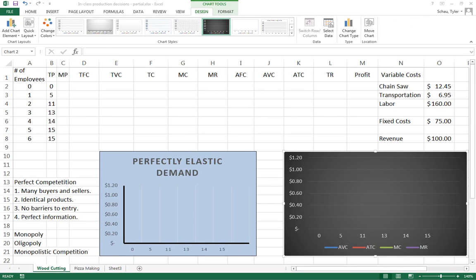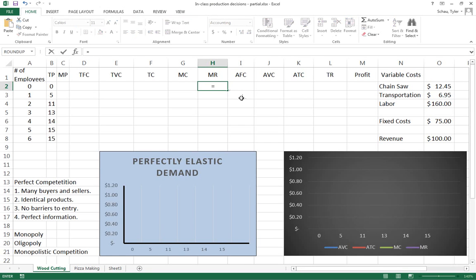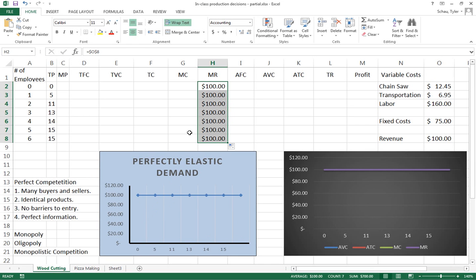One of the other things that becomes incredibly important about the idea of perfect competition is, since it's identical products and since there's a whole bunch of buyers and sellers, we go back to the perfectly elastic demand curve. All right, and what that meant is, let me just type in something real quick. The demand for our product never changes. Okay, and so if you look here, at every quantity, doesn't matter how much of the product we sell, the price is $100.